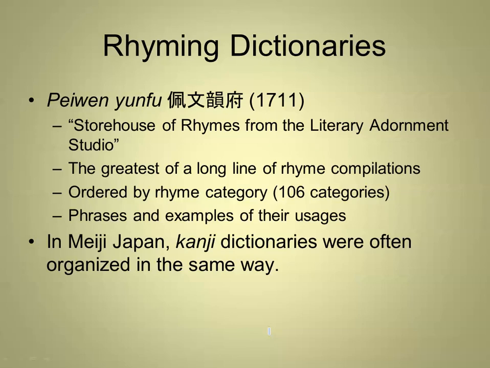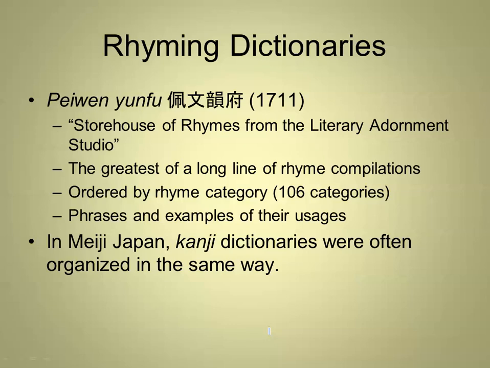And it's ordered by rhyme category, not by radical. So in this scheme, there are 106 different rhyme categories, and you would look up a particular character according to its rhyme, not according to its modern pronunciation, or by how it looks on the page, what radicals it has, or anything like that. What does the Pei Wen Yunfu include? It includes phrases and examples of these characters, how they were used in earlier texts.